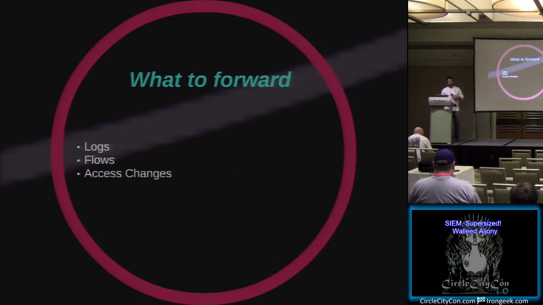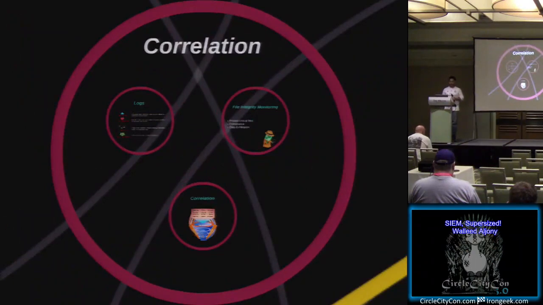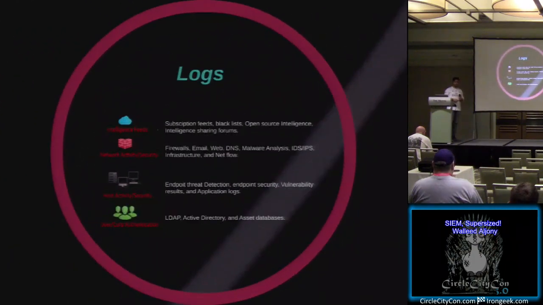What to actually forward within a SIEM deployment. Some stuff to consider would be some logs, some network flows, and some access changes within the environment. We'll go a little bit deeper into that. Correlation for SIEM is probably the most important part, and the main purpose of it. So some things to actually consider forwarding. I know everybody says log all the things and forward all the things when it comes to SIEM deployments, but there's some things you could do for intelligence feeds, such as subscription feeds, blacklists, open source intelligence sharing forums.